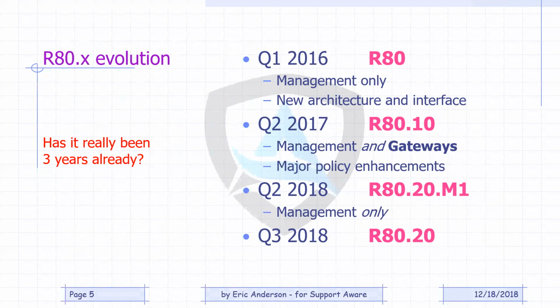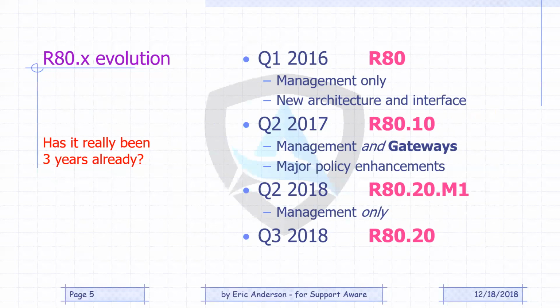So, R80. It seemed strange to me when I was putting this together that it was actually almost 3 years ago that R80 was first introduced. It was a big deal. For those that were around before R80, the big major change was the introduction of a true relational database on the management server, replacing the text files that were loosely referred to as a database before. Because of that massive overhaul, it was a management-only release.